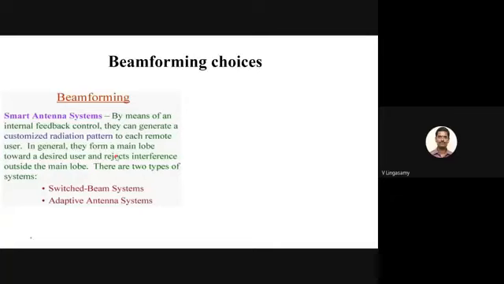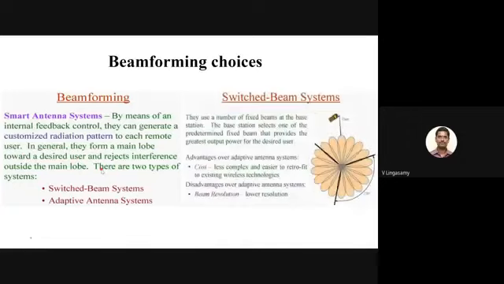I am going to direct my main lobe towards the desired user. Okay, this is what we have done. Now, switched beam. So these two approaches are there: switched beam and adaptive antenna system. The first one is switched beam. Here, whether the user is there or not, I am going to generate this many number of beams.